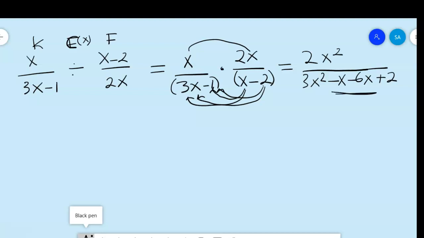The two variable terms here are like terms, and the numerator is good, so I will just rewrite it. All right, my 3x squared, and then here are 2 like terms, negative and negative, so we put them together, and we get negative 7x, and then plus 2.